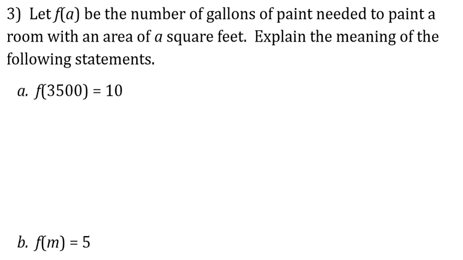Here's a third scenario for us. Let f of A be the number of gallons of paint needed to paint a room with an area of A square feet. Explain the meaning of the following statements. F of 3,500 equals 10, and F of M equals 5. Again, we want to explain the meaning of the statements.